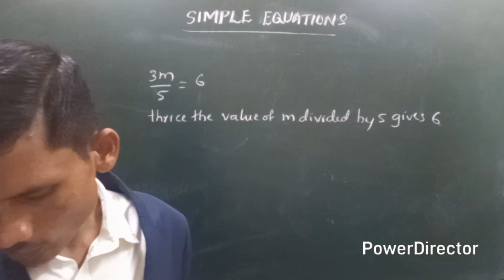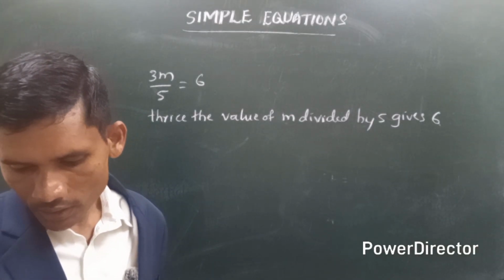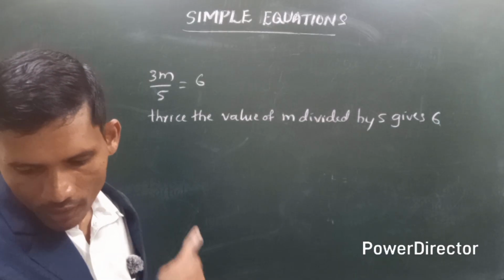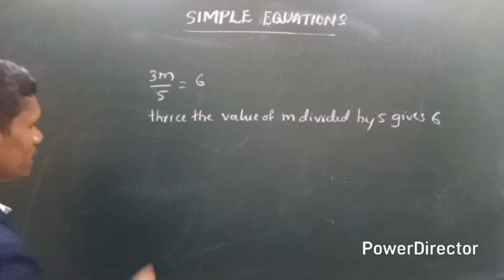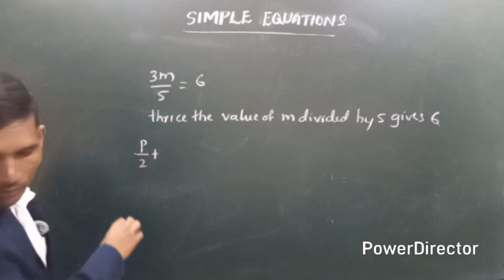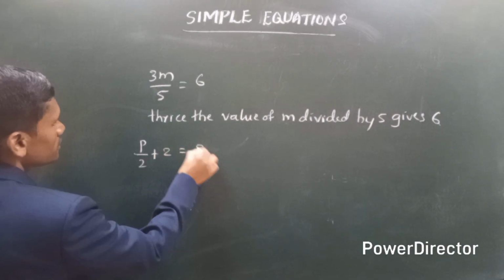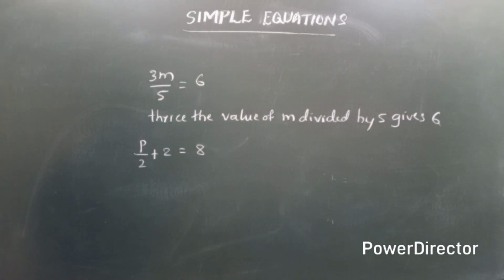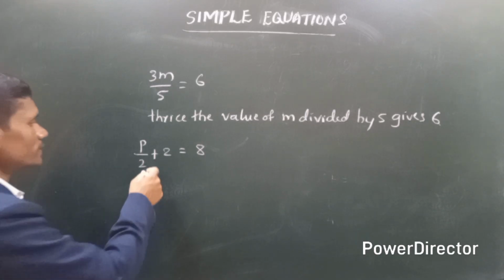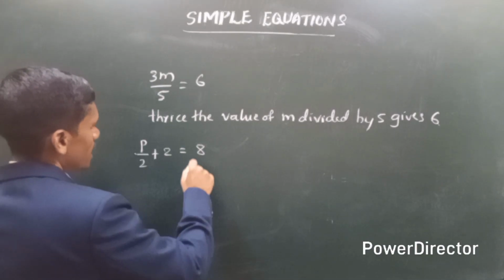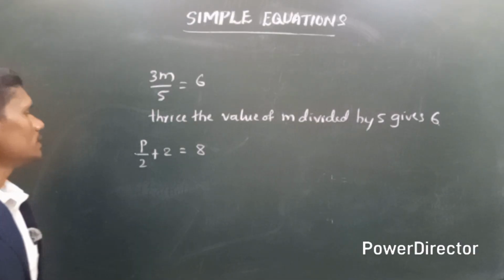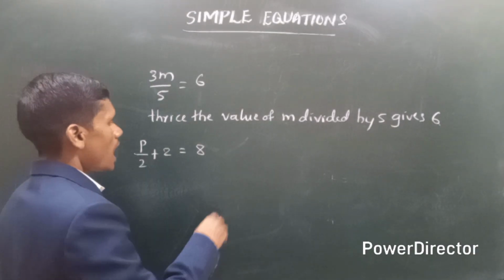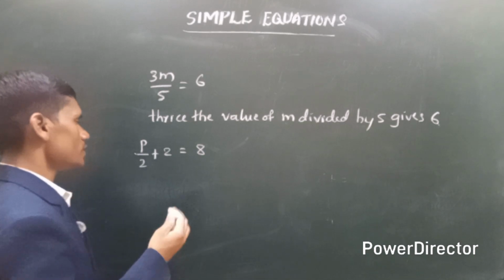Next, one more, p by 2 plus 2. This is the fifth question, what I solved there. I am taking the eighth question now. Eighth question: p by 2 plus 2 equal to 8. So how to write this in statement form? Half of the value of p added with 2 gives 8. You can write it. Otherwise, when 2 is added to half of p, we get 8. That is also a correct statement.